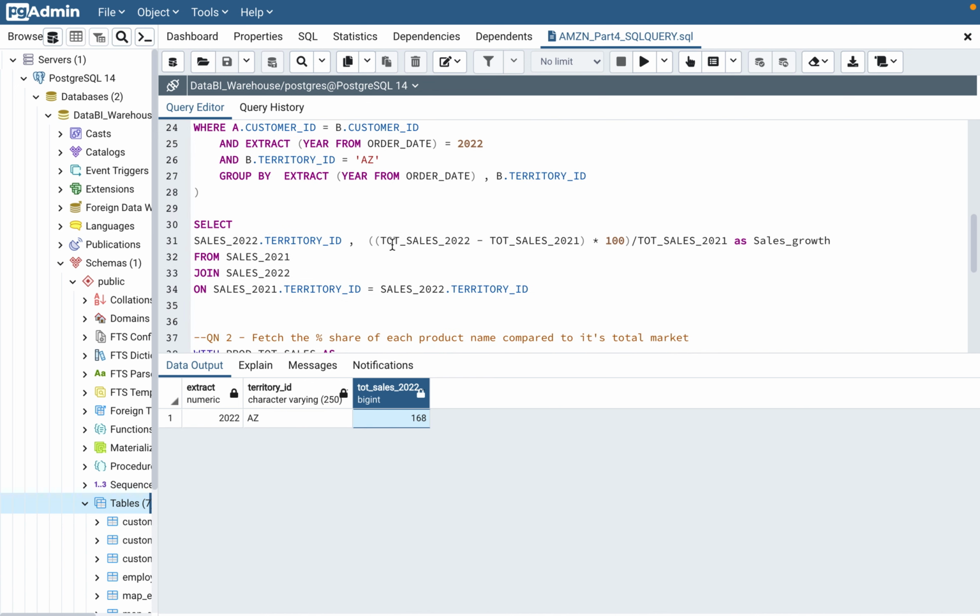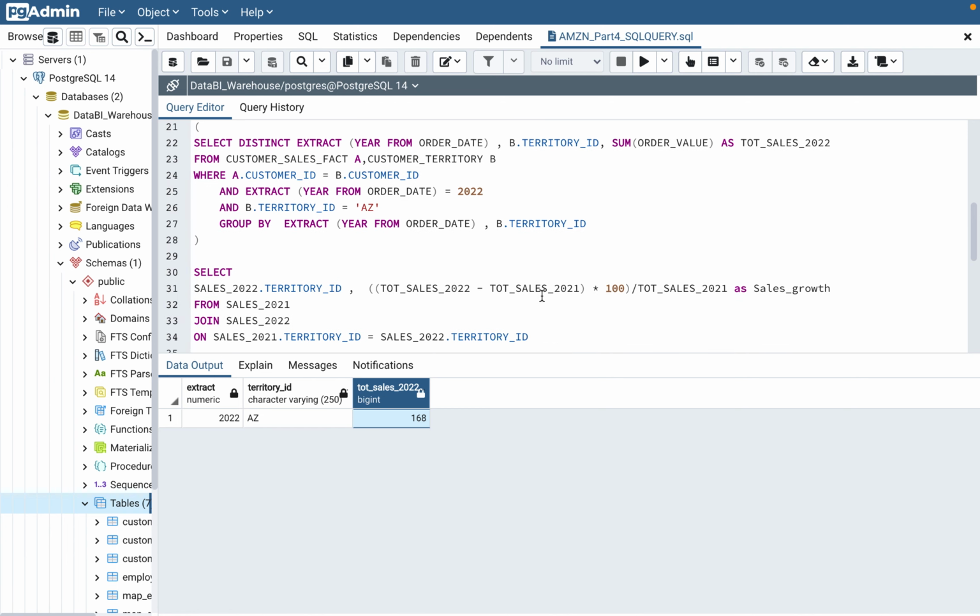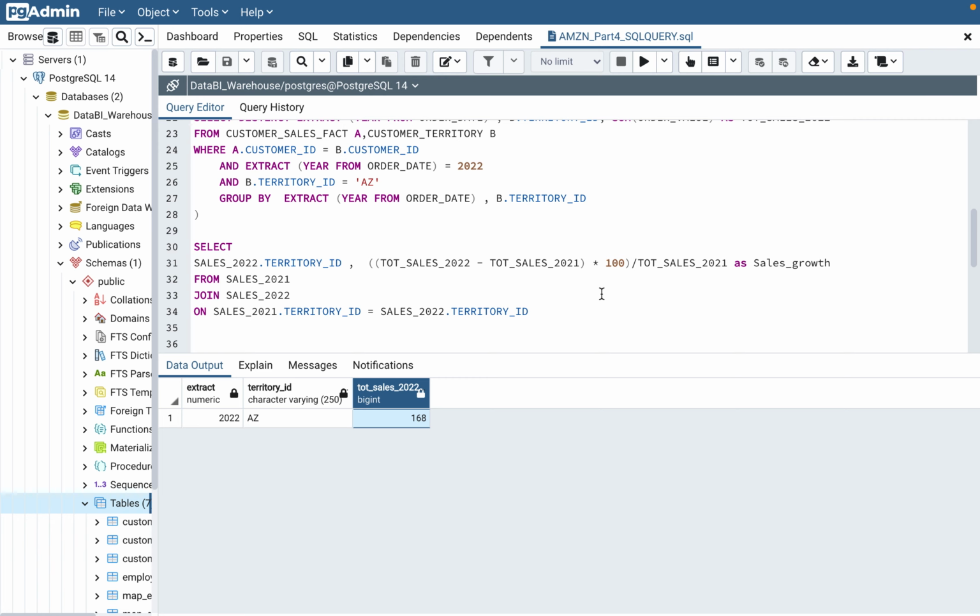So here if you see, it's total sales 2022, which is 168, minus total sales 2021, which is 140. So basically it's 28 divided by total sales of 2021, which is 140. If you do this calculation, then you will arrive at 20%. That's the percentage growth. That is what they are looking for. From sales, both the tables are joined based on the territory ID, right?